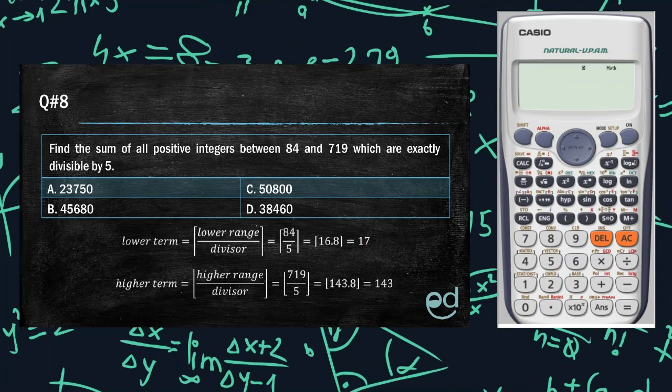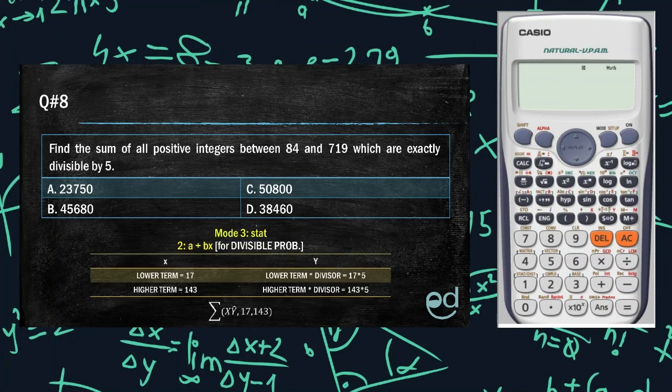The higher range is 719 and the divisor is 5. 719 divided by 5 is 143.8. The floor of 143.8 is 143. To solve this problem, we just go to mode 3-2. In the calculator, we just press mode 3 stat and then 2, just like arithmetic progression problems.